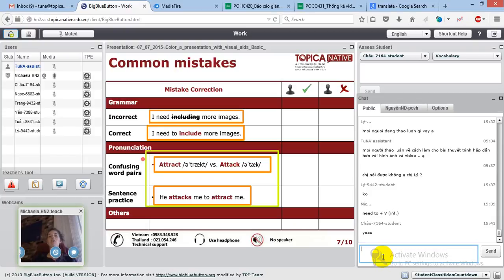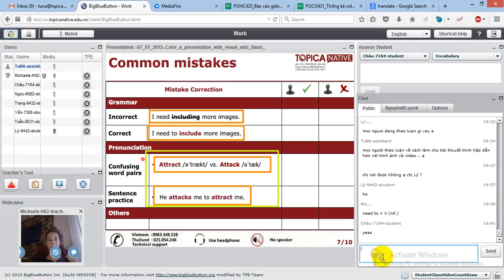Okay. Be careful with your pronunciation of attack. Okay, no R sound at all. Attack and attract. Alright. And Tuan, can you please practice? Attract, attack. He attacked me to attract me. Wonderful. Great correction of yourself in that sentence. Okay, so you started to say attacks, but attack. Yes, wonderful.